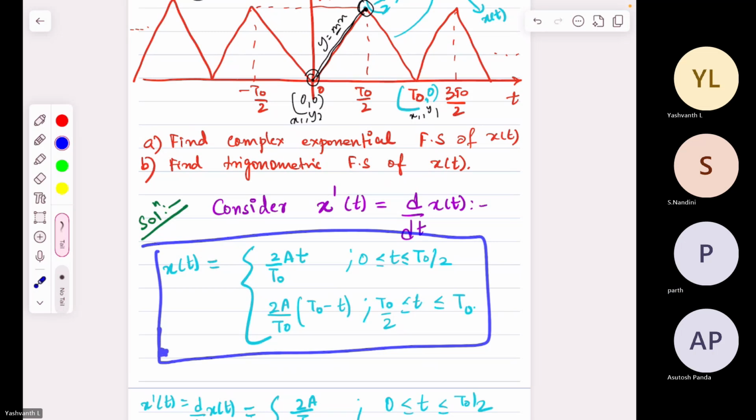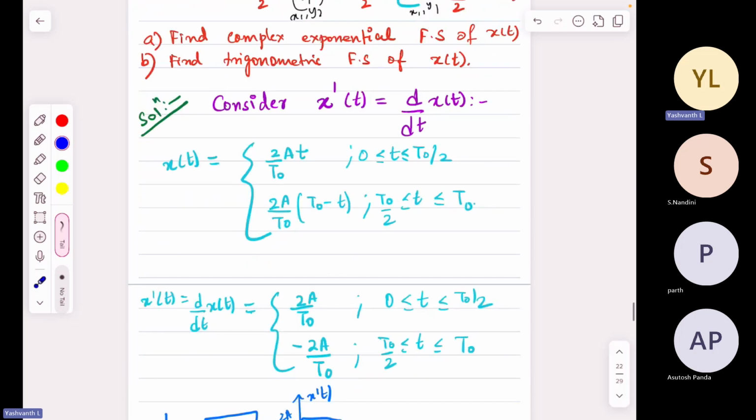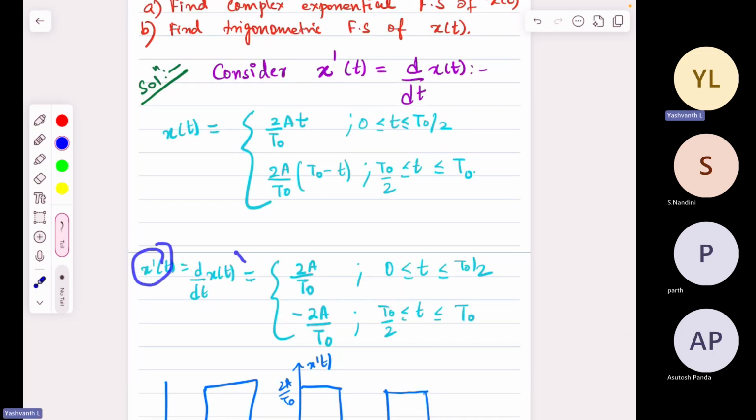Okay. Now I will consider x dash of t, which is defined as the derivative of x of t. That is, you differentiate x of t with respect to t. Then x dash of t is nothing but d by dt of x of t. So 2a by t0 into t, if you differentiate, you get 2a by t0 for t between 0 and t0 by 2.